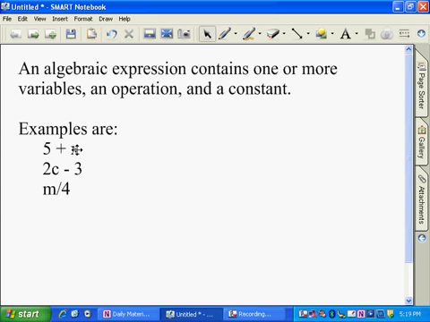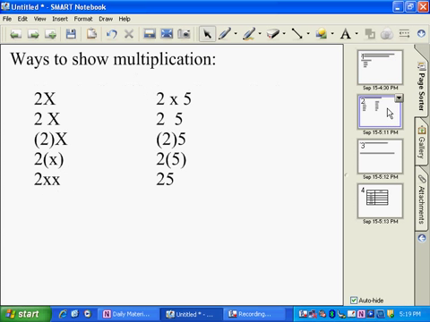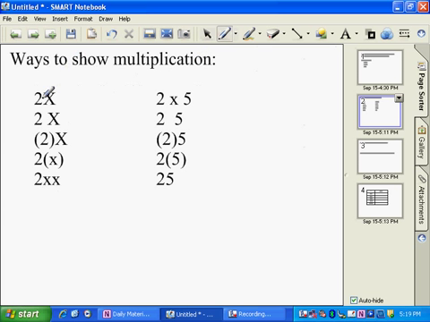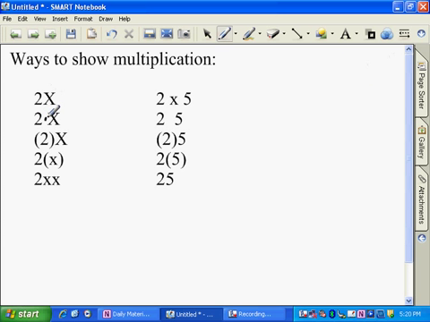Whenever you are evaluating expressions, you need to keep some things straight about multiplication. With multiplication, you can show 2 times x as 2x, with the letter and the number right next to each other. You can show multiplication with a dot between the number and the variable. You can put parentheses around either the number or the variable, though you don't see that too much. You can do all these ways to show multiplication with a number and a variable.